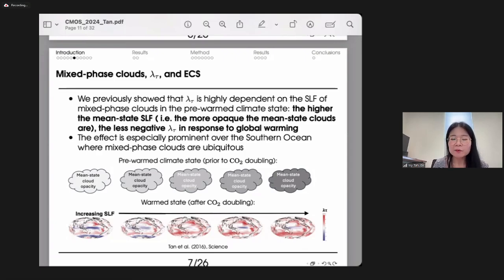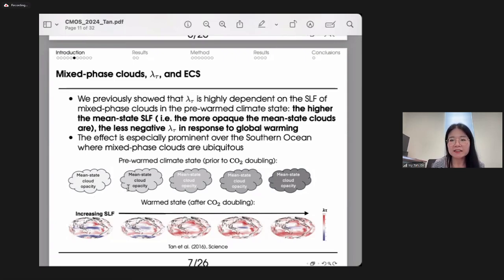Then we did a global warming experiment where we doubled the atmospheric CO2 concentrations instantaneously. What we found was that the cloud optical depth feedback in response to global warming became increasingly less negative, or equivalently, more positive, as the SLF of the pre-warmed climate state increased. So this is illustrated here.